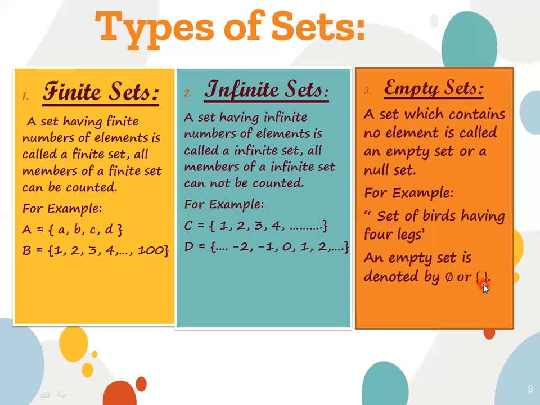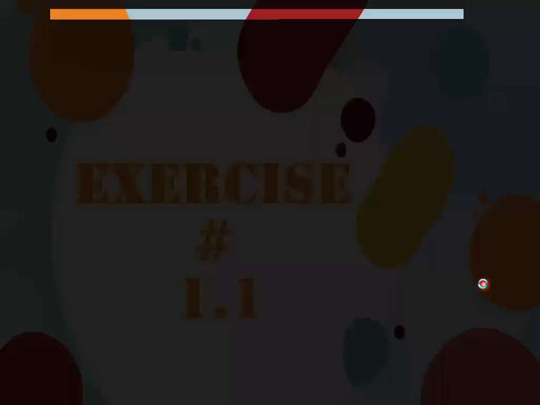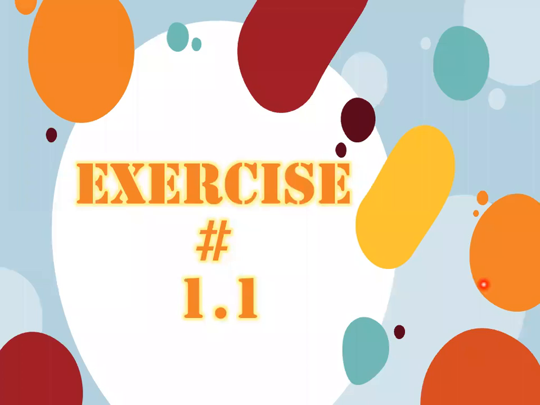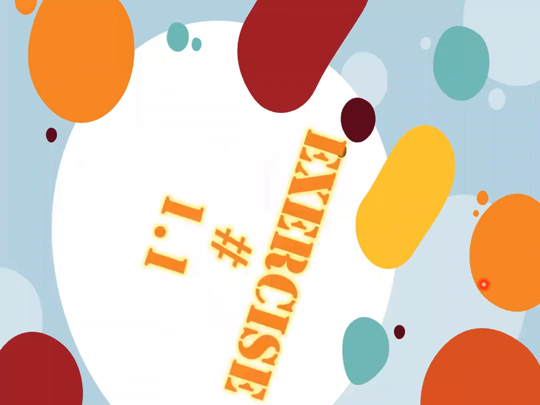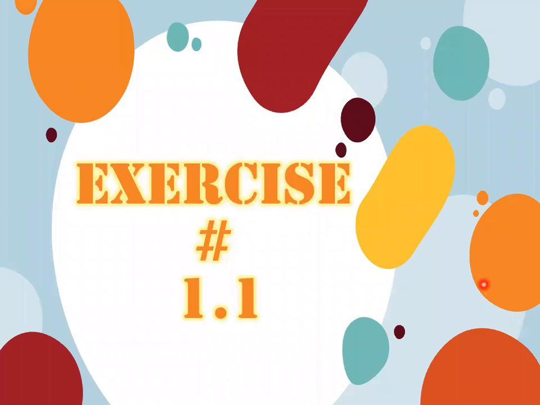So what have you learned? You have learned about the definition of a set. You have learned how to represent a set, what the tabular form is, what the descriptive form is, and what it means by finite set, infinite set, and empty set. Now we are going to start our exercise number 1.1 that belongs to chapter number 1, sets. Okay, we are going to start this exercise.